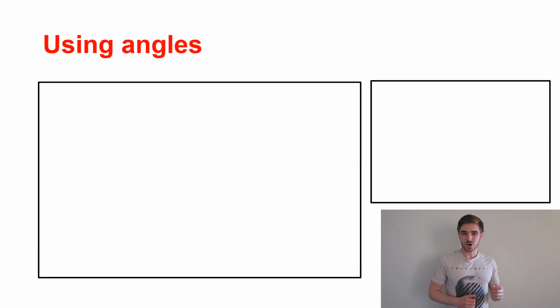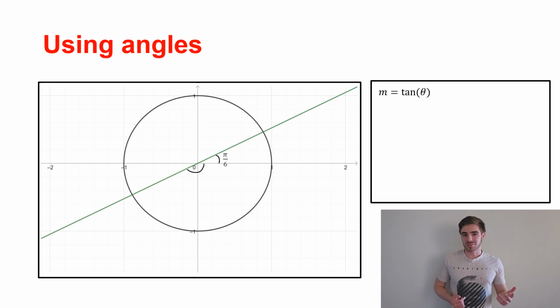Finding the derivative isn't the only method of finding the gradient. For example, if the angle that the tangent line makes with the x-axis is known, then that can be another method by which we find the gradient. The gradient of any straight line can be found by finding tan theta, where theta is the angle that the straight line makes with the x-axis in an anti-clockwise direction. For example, this angle would be considered pi on 6, not 5 pi on 6. It goes in the anti-clockwise direction, just like the unit circle does.